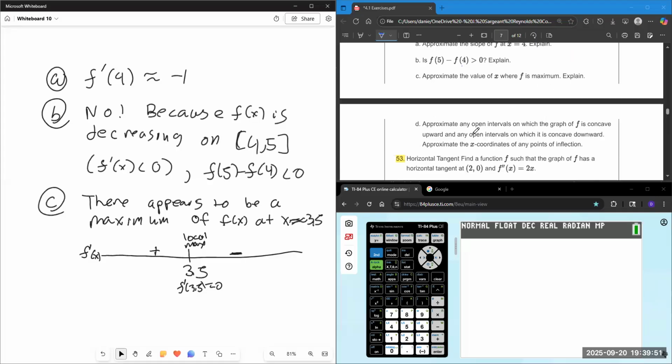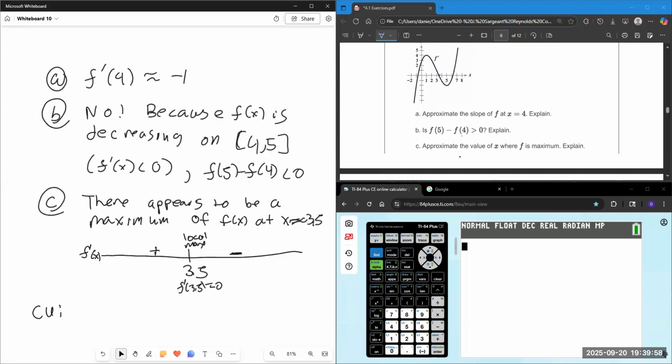Approximate any open intervals for which the graph is concave up or concave down. So concave up would be that the slope of f prime is positive. So that's going to be from -infinity to 1, union, and then from 5 to infinity. And concave down would be this place where the slope appears to be negative, from 1 to 5.